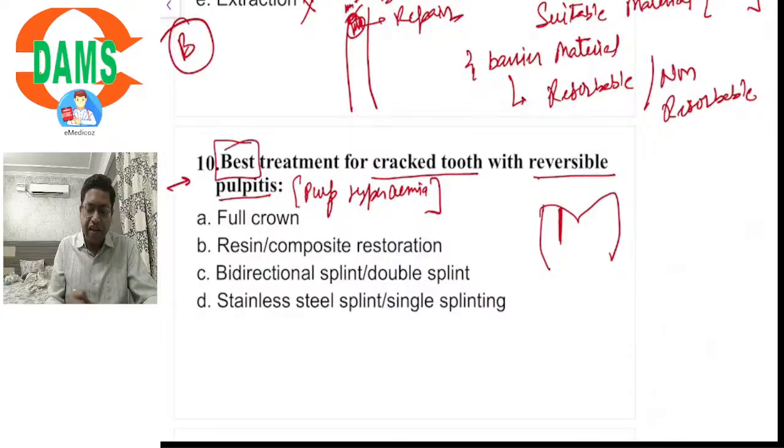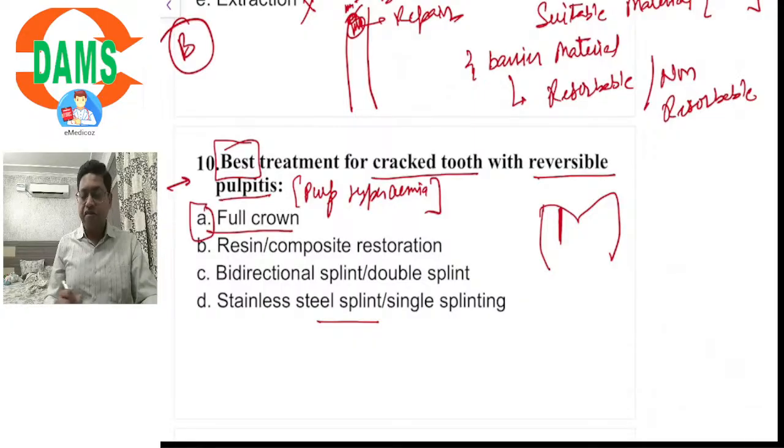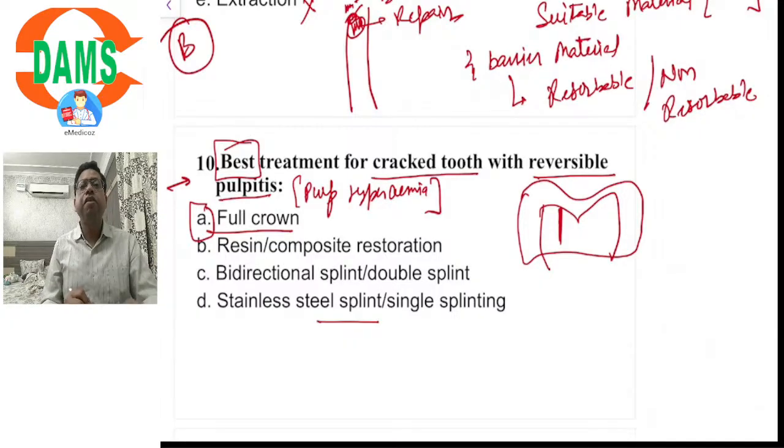Best treatment it is asking about: full coverage crown, resin or composite restoration, bidirectional splint, and single splinting or stainless steel splint. See, all of them can be attempted as treatments, but the best treatment is a full coverage crown, because when we place a full coverage crown onto a cracked tooth, there would be no possibility of even the microscopic movement of the fracture segments, crack segments.